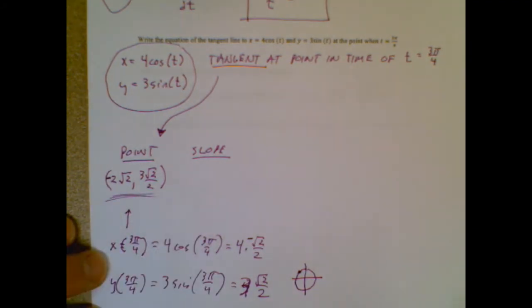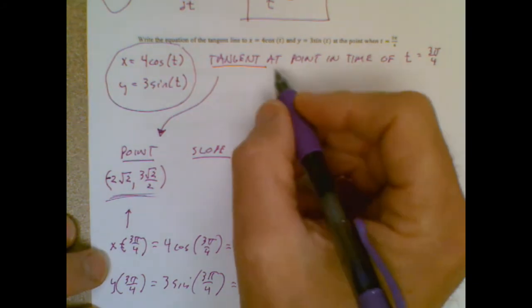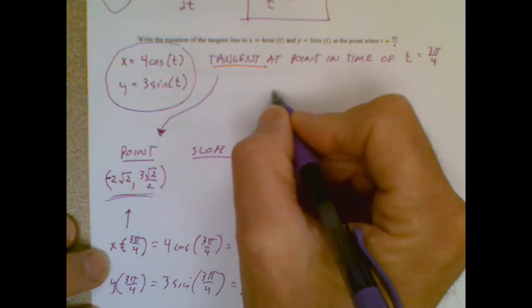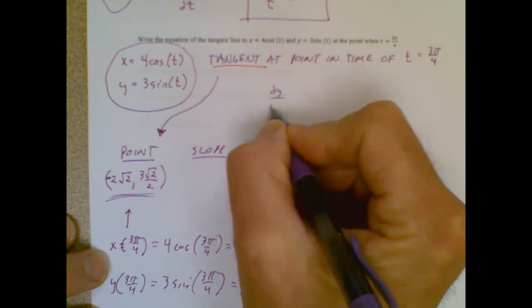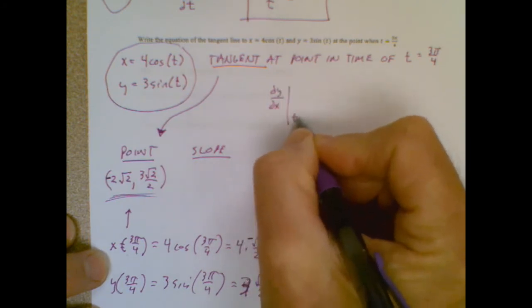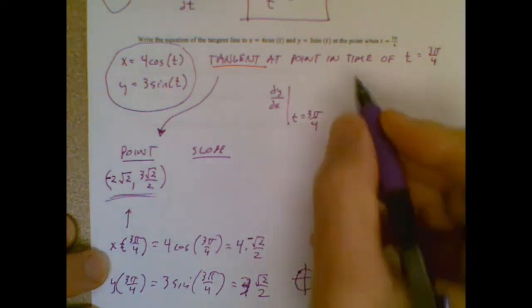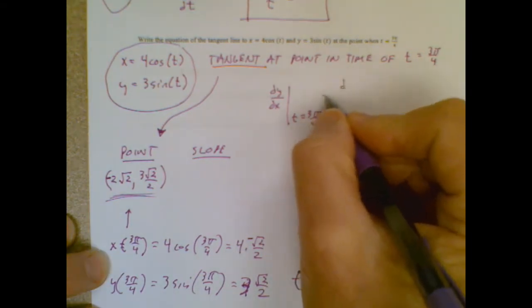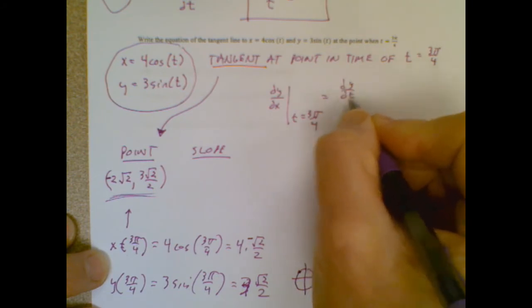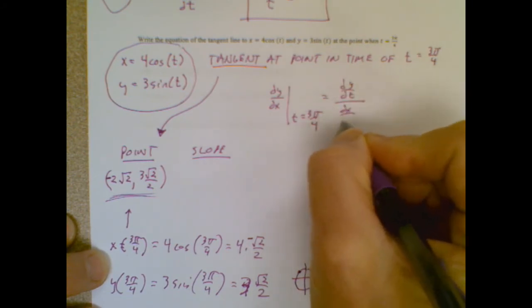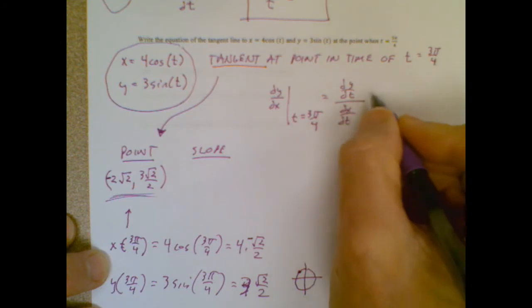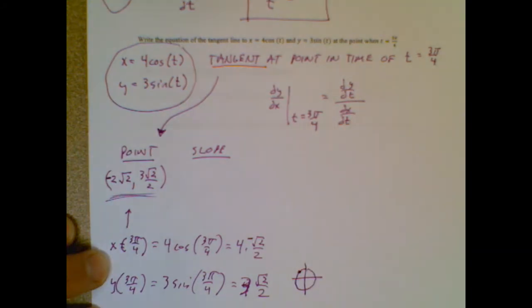We have our point. Let's find the slope. I'm going to pause this and do my work, but before I do that, I'll set it up. If I want my slope, I want my dy/dx evaluated at t equals 3 pi over 4, which means I need to go back to my derivatives and do a dy/dt at 3 pi over 4 and a dx/dt at 3 pi over 4. And since you don't feel like watching me write all that stuff out, I'm going to go ahead and pause this.